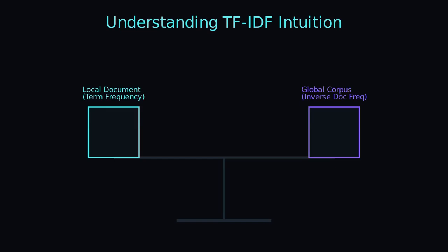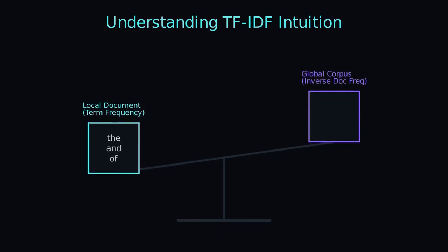This is the core intuition behind TF-IDF. Term frequency, or TF, measures local volume. How often does a word appear inside a single document? The more a word occurs locally, the more important it seems, but local frequency alone is lying to you. It gets drowned out by generic traffic words like and, is, and of.